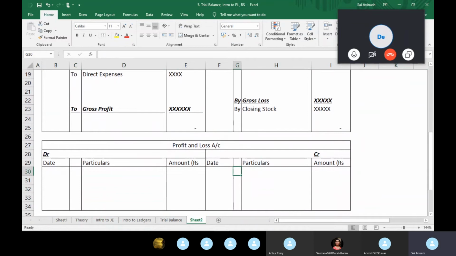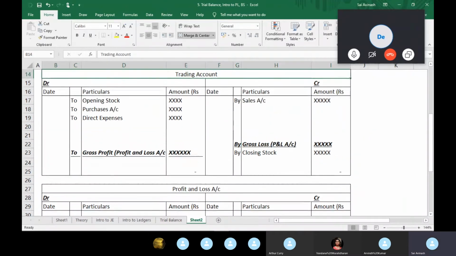If you remember what a carry forward is, right? We will carry forward the balance from the trading account to the profit and loss account. So we write the text gross profit, but it's actually the profit and loss account, right? We are passing a journal entry to transfer the balance. So what happens here? I'm saying the trading account. Let's say I have a gross profit.